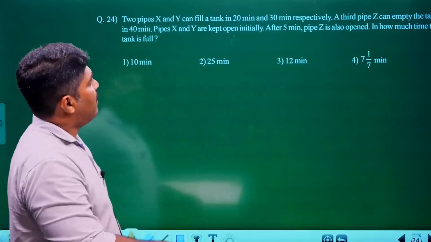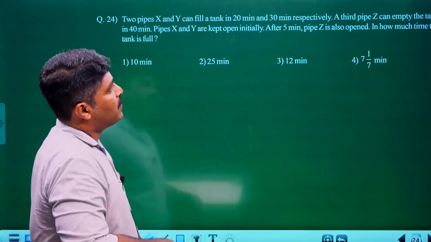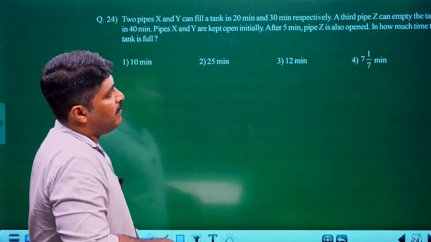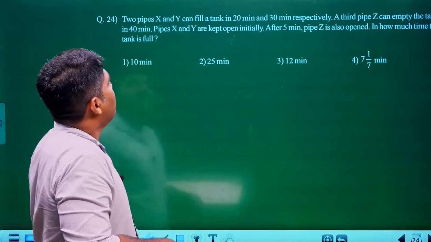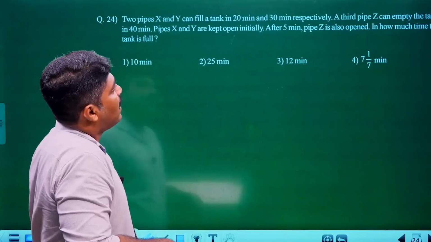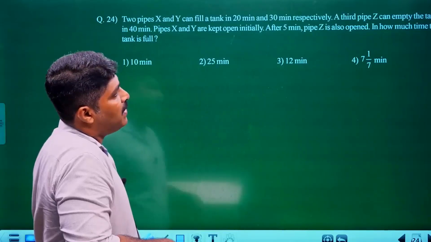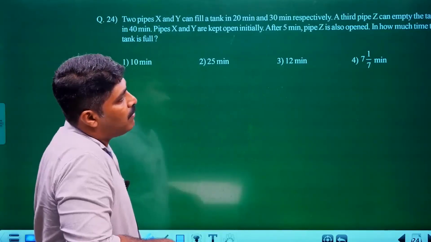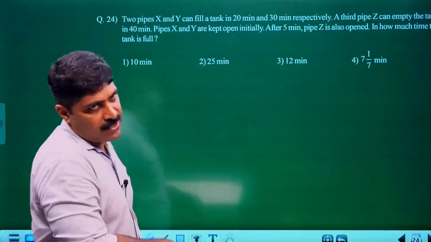Two pipes X and Y can fill a tank in 20 minutes, 30 minutes respectively. A third pipe Z can empty the tank in 40 minutes. Pipes X and Y are kept open initially. After 5 minutes, pipe Z is also opened. In how much time is the tank full?